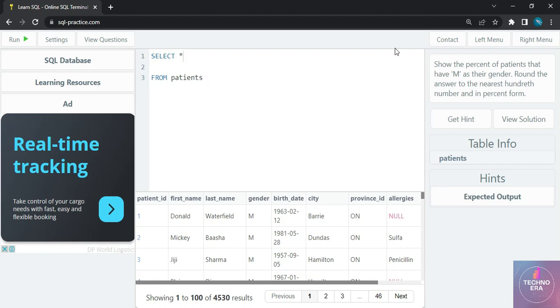Now we will solve this problem step by step, because we have to concatenate the percentage and a lot of conversion is needed while getting the result. So first we will count the number of male patients: sum of gender equals male, divided by count of all the records.